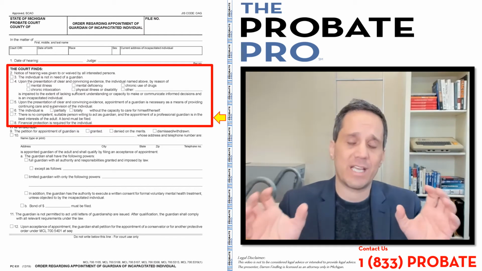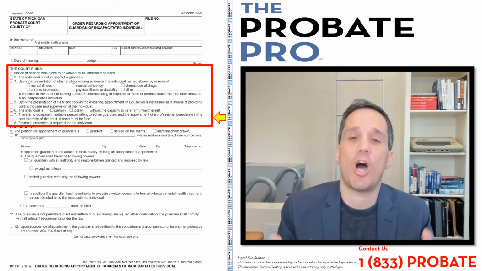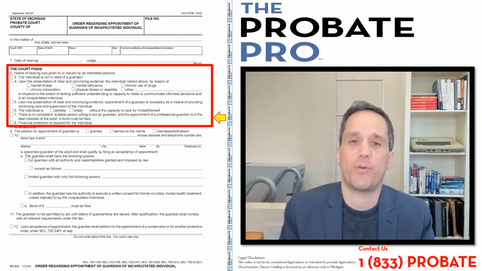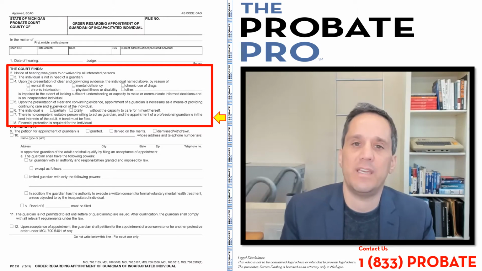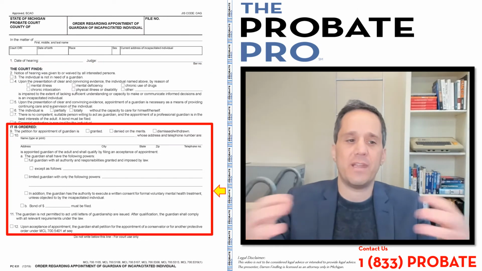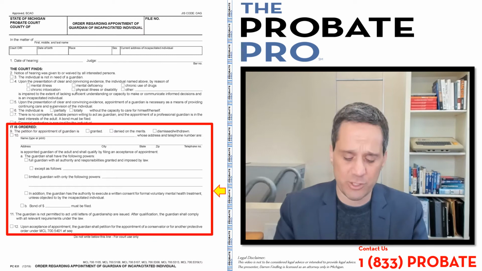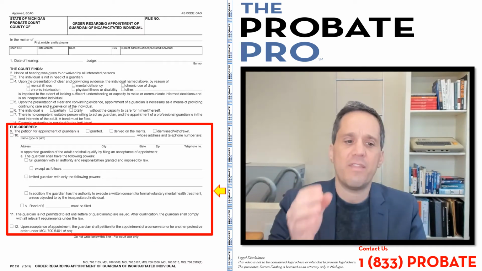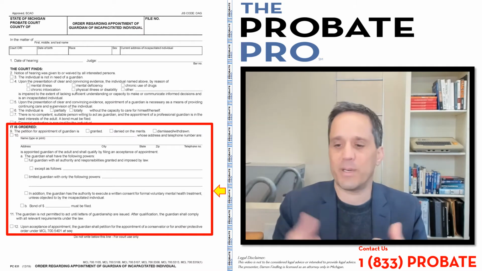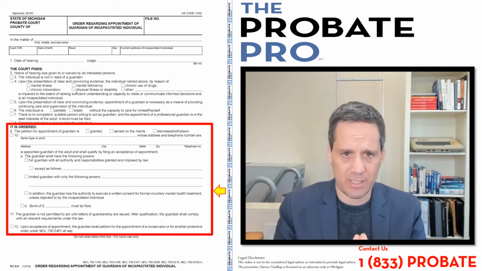The court actually has to make a finding that those two people are unsuitable to serve before they can go to a professional guardian. Number 8 is if there's a need for financial protection, and then below that is the order section. So after the findings of the court, now the court is making rulings that are based on the findings. And it's a little bit of a repetition of what we've just seen above.